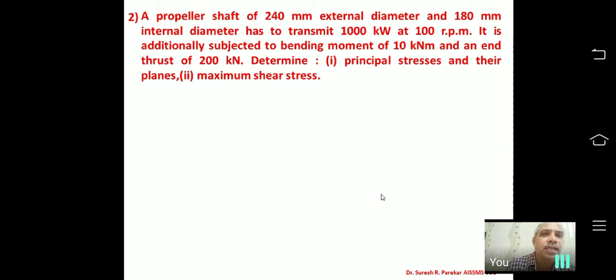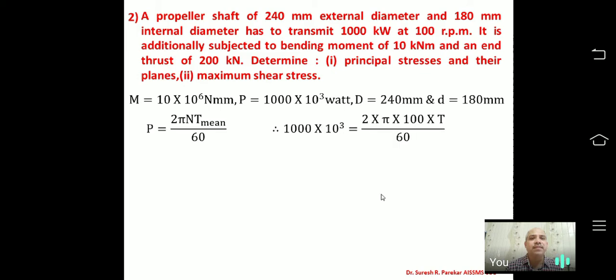Now we will go to the second. Here we have a combination, and the shaft is a hollow shaft. The diameter is given as 180, power transmitted is 1000 kilowatt at 100 rpm, and it is additionally subjected to a bending moment of 10 kilonewton meter, and we have to find the principal stresses, planes, and maximum shear stress. M is given, P is given, so I have to find T from P equal to 2 pi N T upon 60, and from this I will get the value of T.